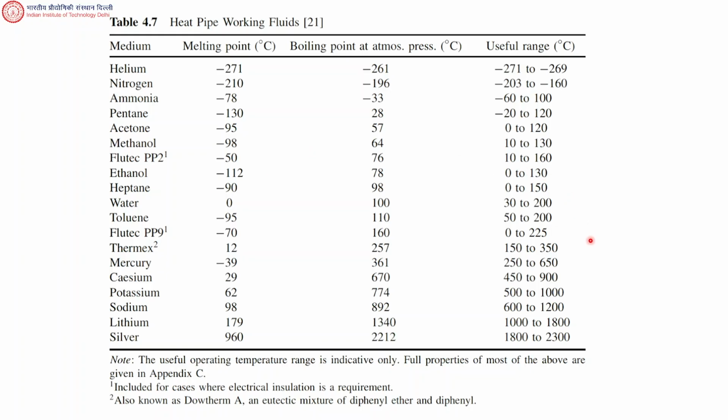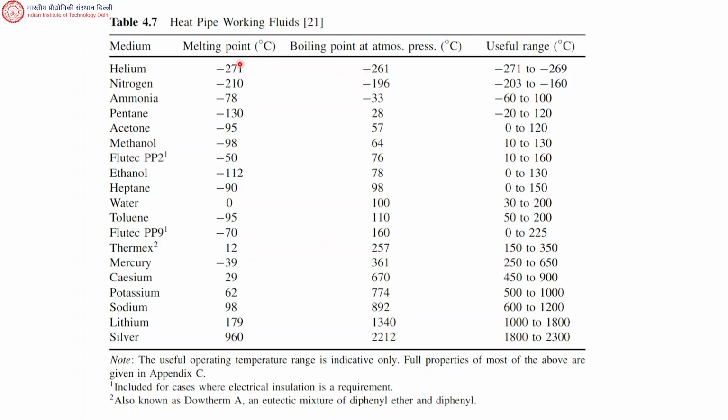Now this is another useful table. This is heat pipe working fluids. Again, this information is available in Lee's book. He has taken it from some other book. That's why you see this number 21 here, which is a reference number. Now these are various fluids which are used in heat pipe applications. So this is melting point, this is boiling point. The useful range is between this and this.